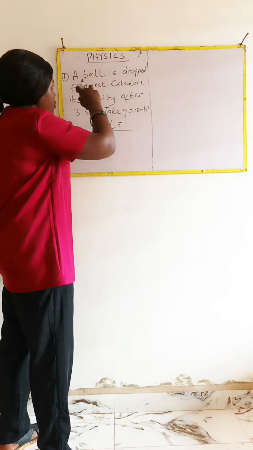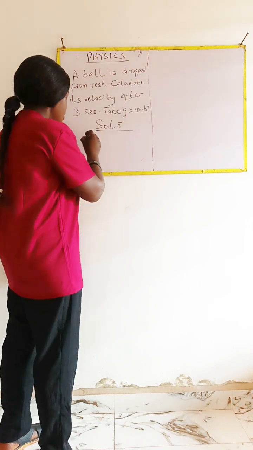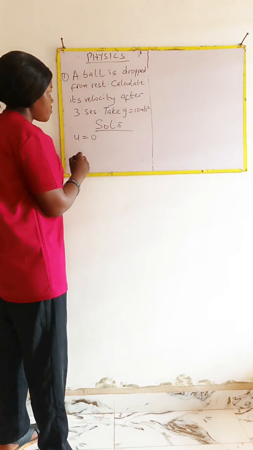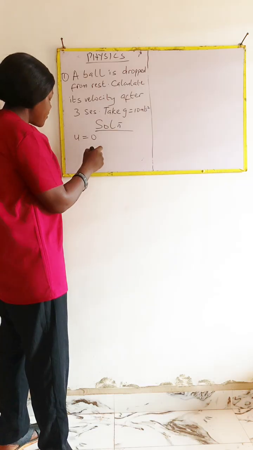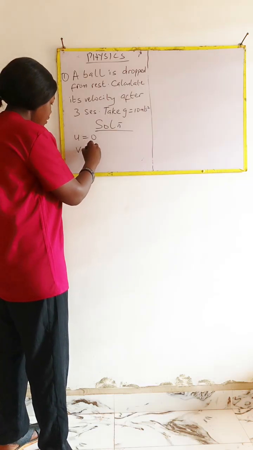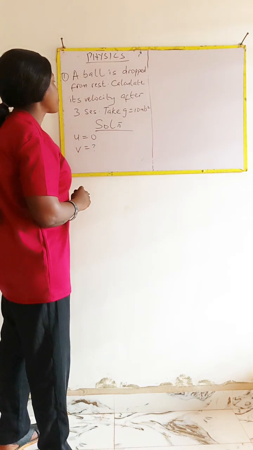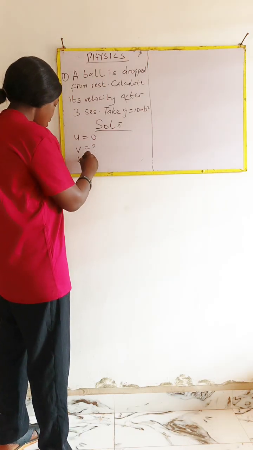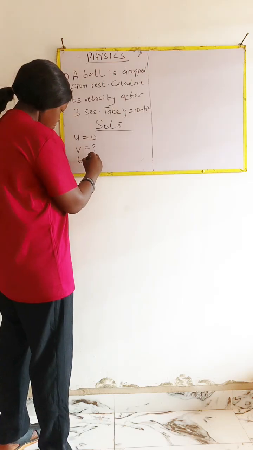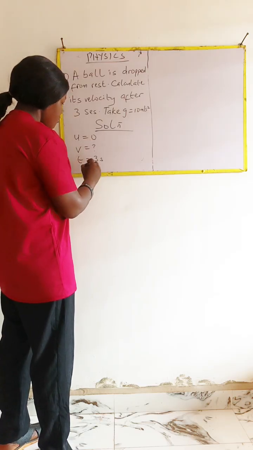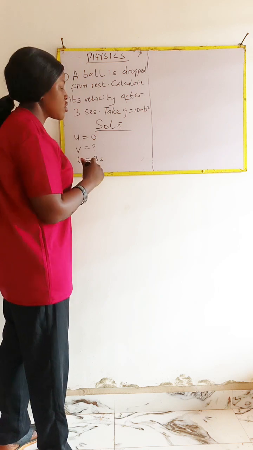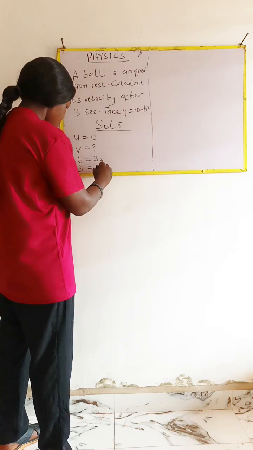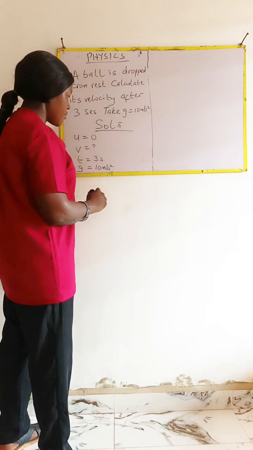Now, a ball is dropped from rest. So u, that is the initial velocity, is what? Zero. Now calculate its velocity. Final velocity is unknown. After 3 seconds, t is equal to 3 seconds. Take g equals 10 meters per second squared.